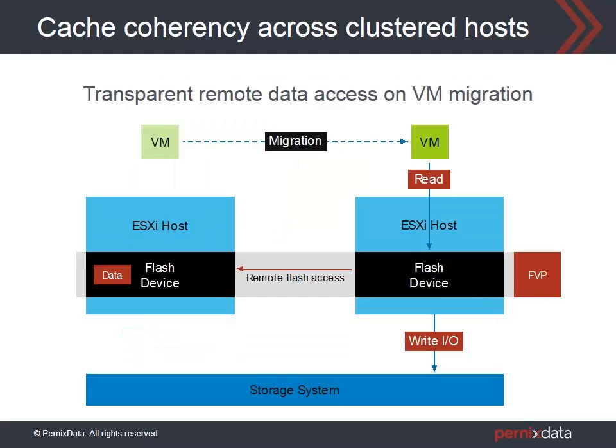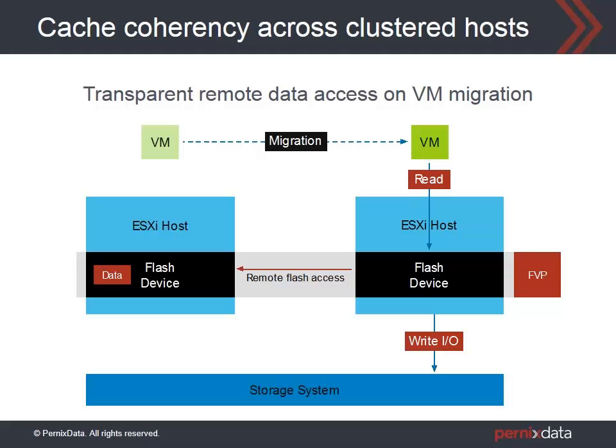Now, when they showed me FVP for the first time, this was actually one of the two things that blew my mind. This was so amazing that I still am in love with this part, and that is the cache coherency. Because what FVP does, it actually knows all the versions of data of a particular virtual machine inside the FVP cluster. Now, why do you care?